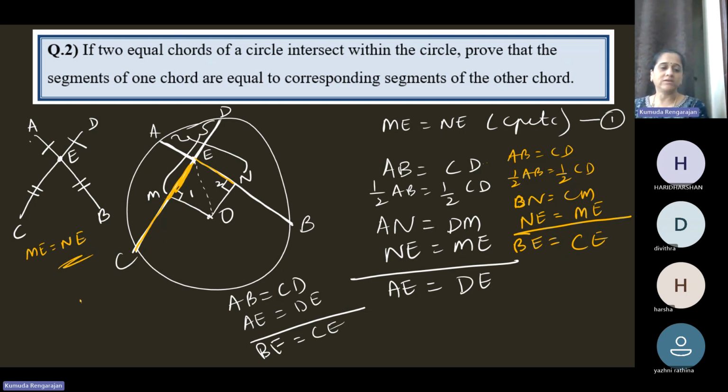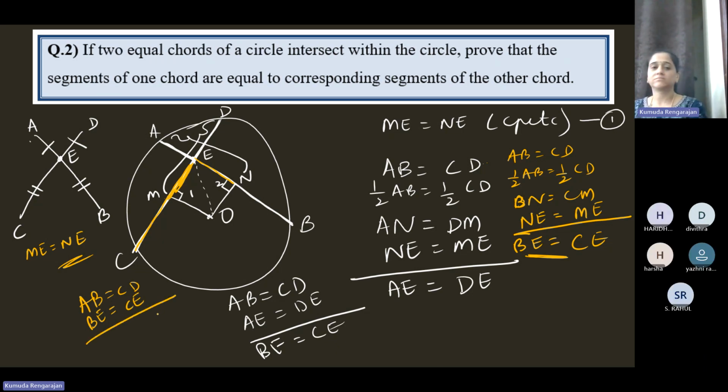Now to get the other one, AB is equal to CD. Now write this result, BE is equal to CE. Now what is AB minus BE? AB minus BE is AE, equals CD minus CE, which is DE. This is the other one.